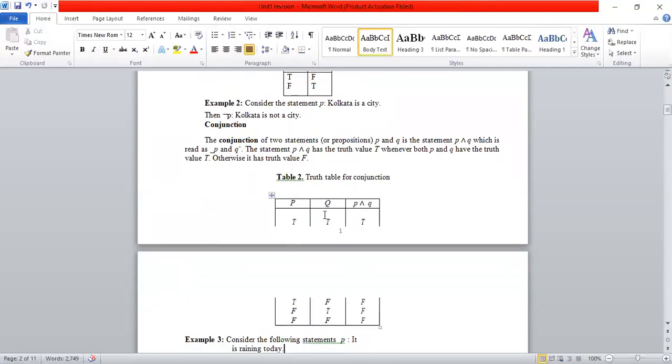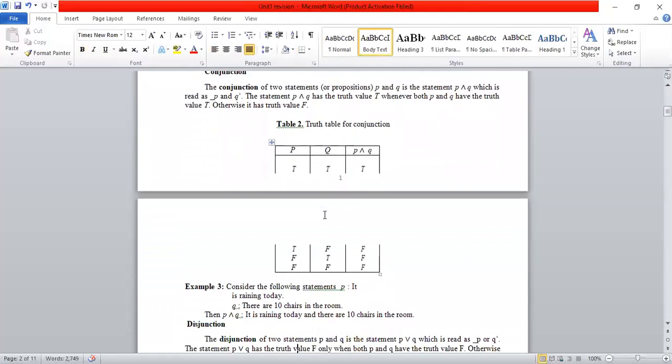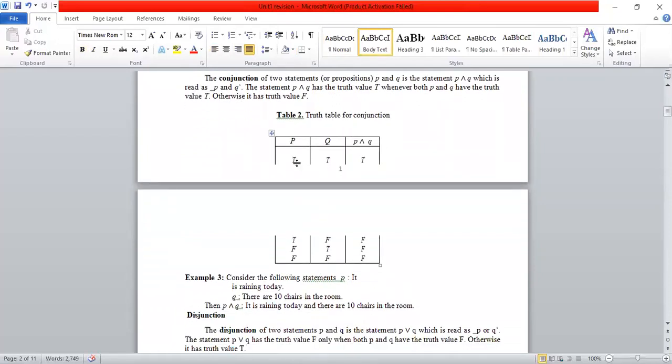Look at the table. This is the truth table for conjunction P and Q. Here, statement P has a truth value T, Q has a truth value T, and P and Q has a truth value T. Whenever both P and Q have a truth value T, then P and Q will have truth value T. Coming to the next, P has truth value true and Q has truth value false. According to the conjunction, only when P and Q both have the truth value true will P and Q have a truth value true.